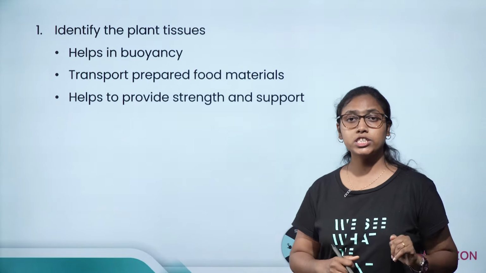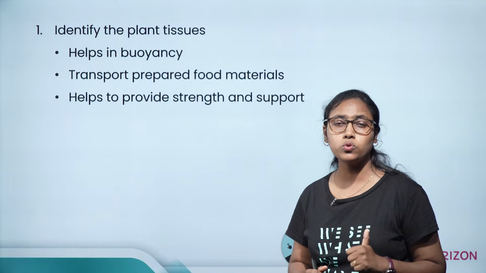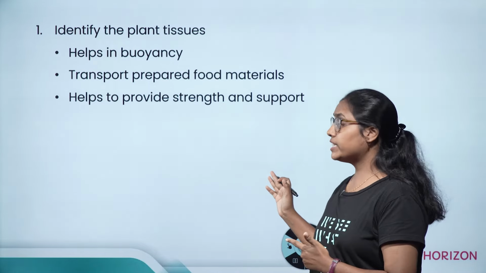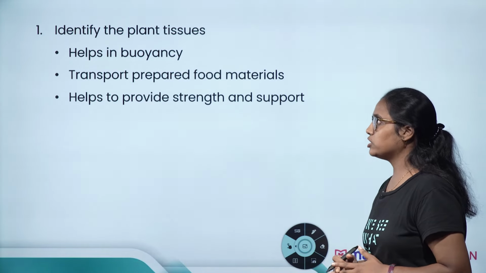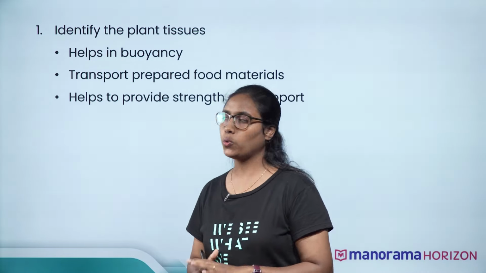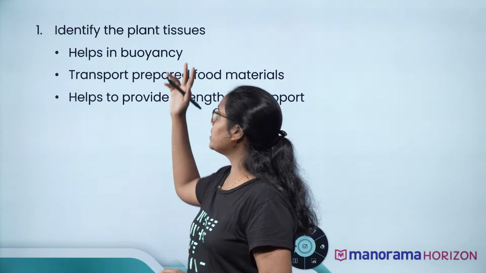Now coming to animal tissues, we have seen four types of animal tissues. One is epithelial tissue, another one is connective tissue, then muscular tissue and nervous tissue. Now let's solve a few questions. So first question you can see, identify the plant tissue.